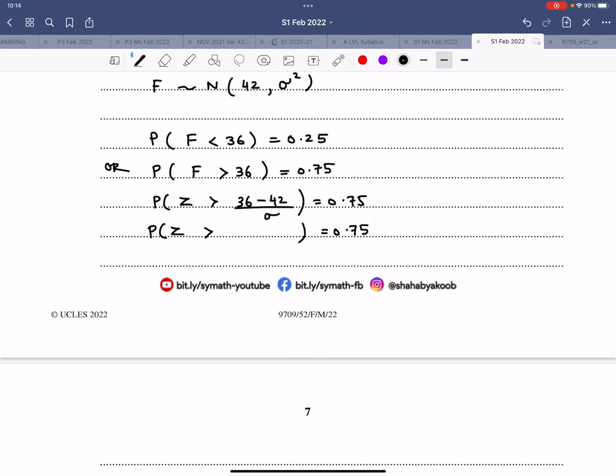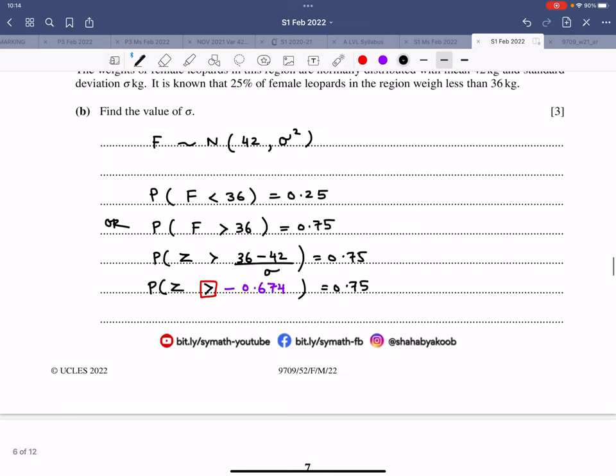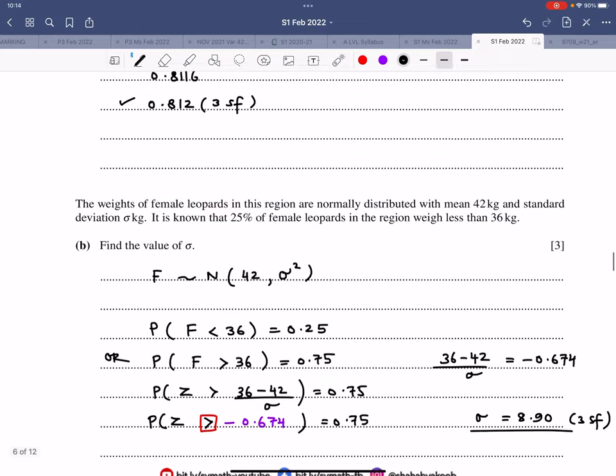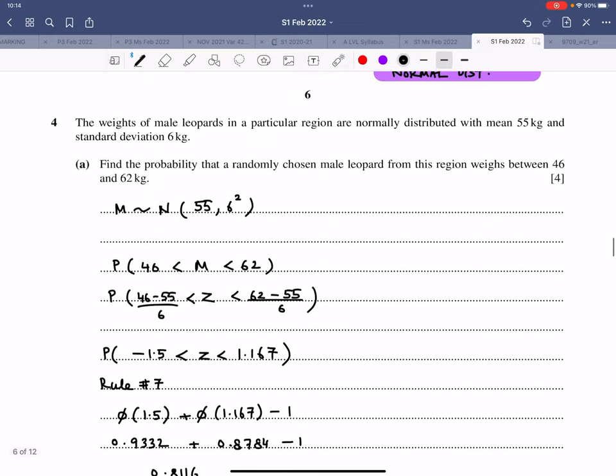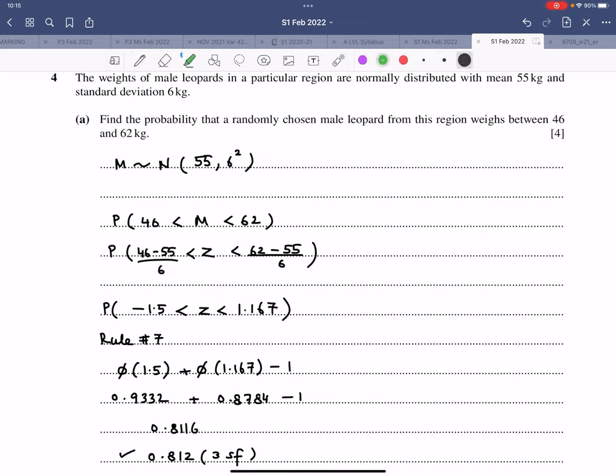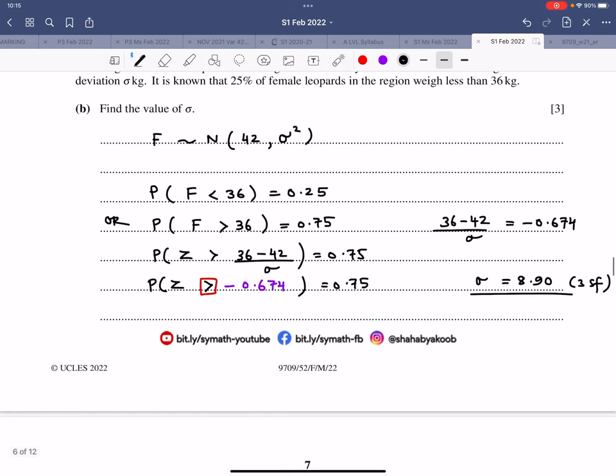Since it's a greater sign, therefore the Z value is negative 0.674. And then you do comparing coefficients: (36 minus 42) over sigma is negative 0.674. The negatives cancel out, you would divide, and sigma comes out to be 8.90, correct to 3 significant figures. So that was another straightforward question. This one, the first one, was forward solving, that means using the Z value to find the probability. And this one is backward solving. So both parts are done.